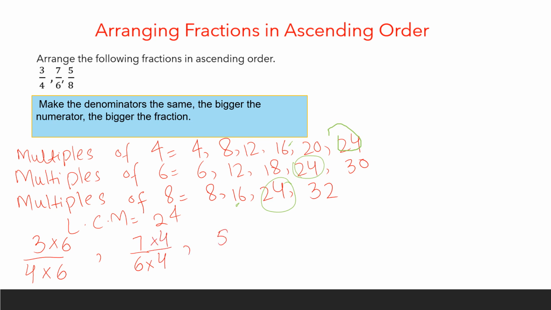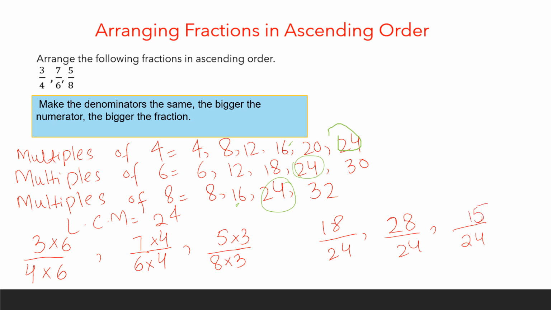Our next fraction is 5 by 8. How many times 8 is 24? 8 times 3 is 24. So I need to multiply 5 by 3 as well. So our fractions will be: 3 times 6 is 18, 4 times 6 is 24. 7 times 4 is 28, and 6 times 4 is 24. Again, 8 times 3 is 24, and 5 times 3 is 15.